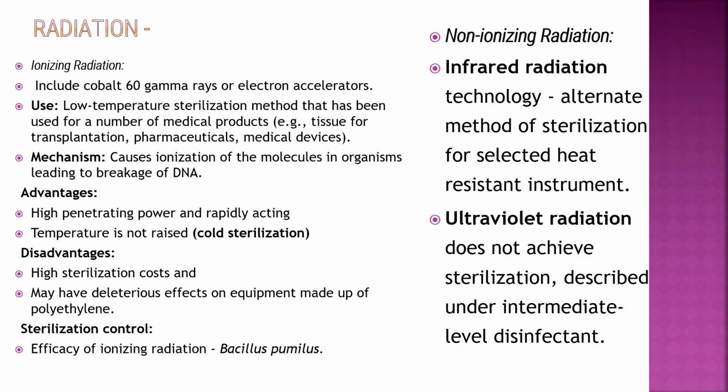Radiation: ionizing and non-ionizing radiation. Ionizing radiation includes cobalt 60 gamma rays or electron accelerators. It is a low temperature sterilization method that has been used for a number of medical products: tissue for transplantation, pharmaceuticals, medical devices. Mechanism: it causes ionization of molecules in organisms, leading to breakage of DNA.